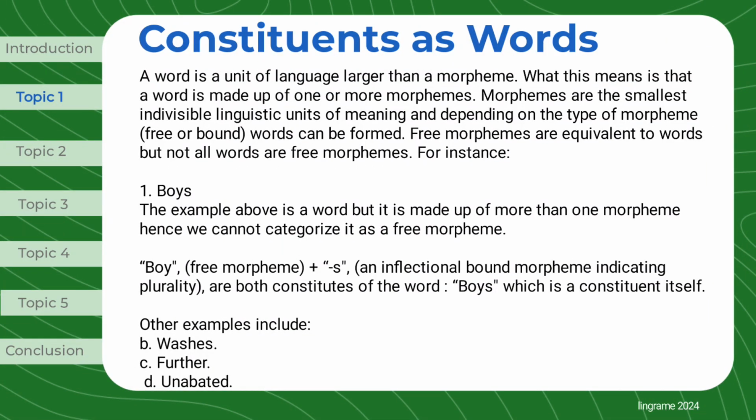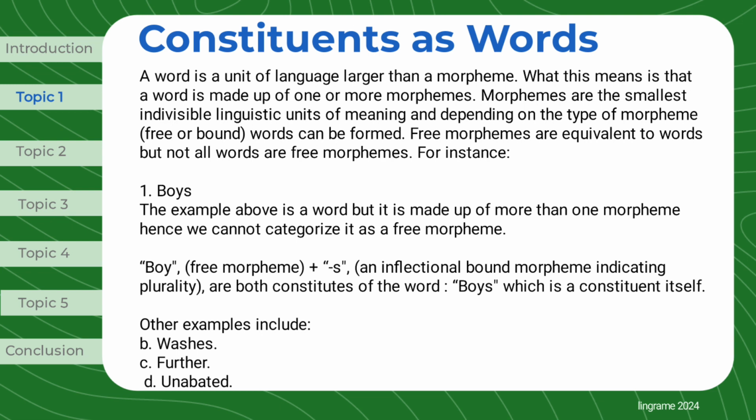Constituents as words. A word is a unit of language larger than a morpheme. What this means is that a word is made up of one or more morphemes. Morphemes are the smallest indivisible linguistic units of meaning, and depending on the type of morpheme, free or bound, words can be formed. Free morphemes are equivalent to words, but not all words are free morphemes. For instance, boys. The example above is a word, but it is made up of more than one morpheme, hence we cannot categorize it as a free morpheme.